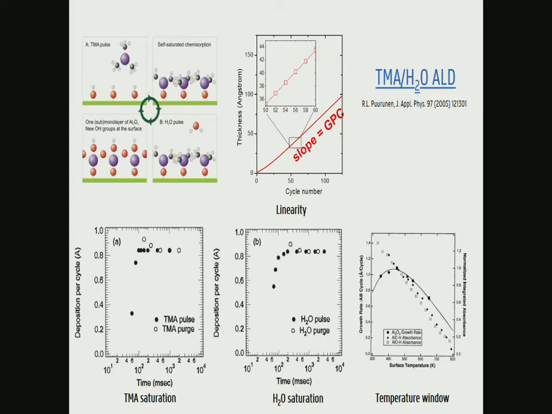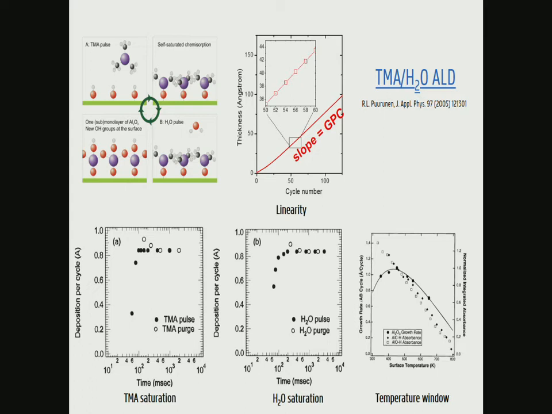And you do this over and over again for different dosing conditions of this precursor. And then the graph should look like this. So it should saturate, your GPC should saturate as a function of the dosing time of this precursor. It should also saturate as a function of the dosing time of this reactant.